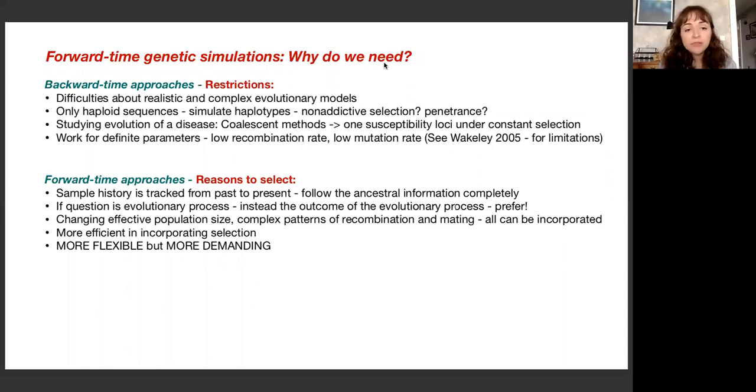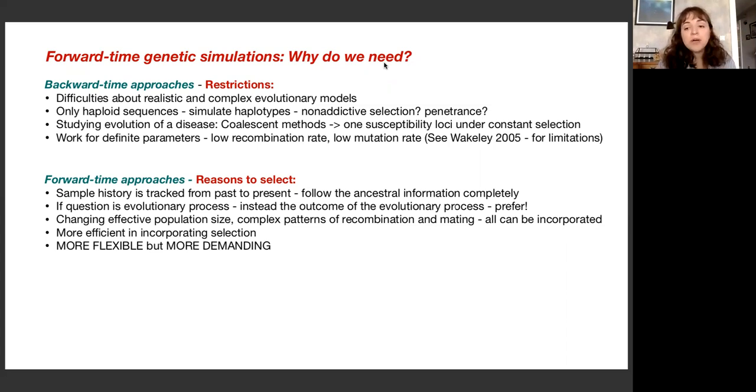But when you come to forward time approaches, why do we choose them? Because you can follow the sample's history from past to present, so you can follow the ancestral information completely. If your question is about evolutionary processes, instead of the outcome of the evolutionary processes, so if you would like to see the evolutionary processes in action, in time, then you can go for the forward time approaches.